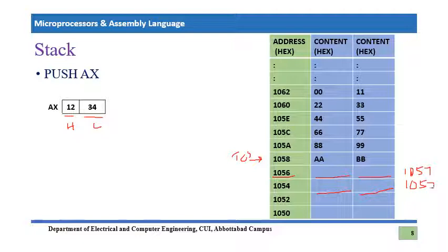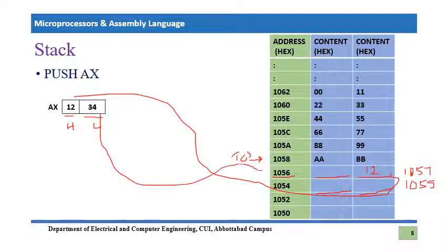Because 1056 is above 1055. So we're going to fill this least significant byte into the lower address and the higher significant byte into the higher address. So 1056 and 1057 are the addresses in which we are going to fill. So 12 will go to the higher address, which is here 1057. So 12 will be stored here, and similarly this 34 will go to the lower address. That is how we have filled our information.